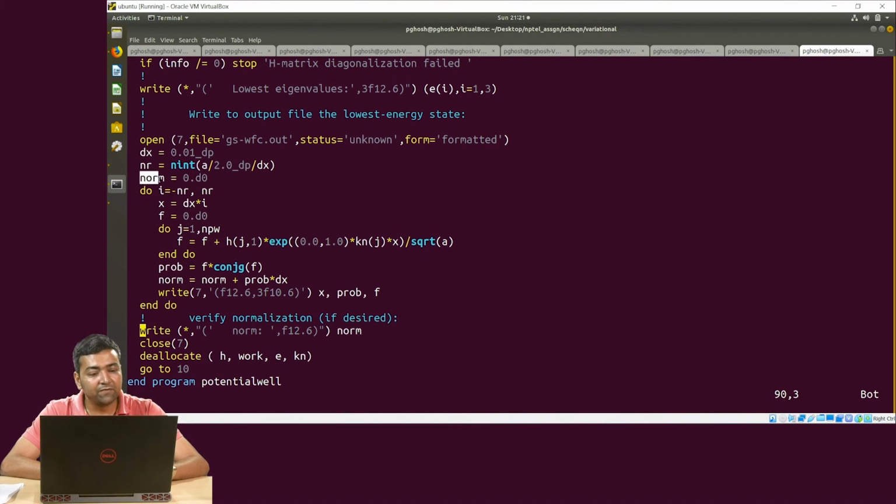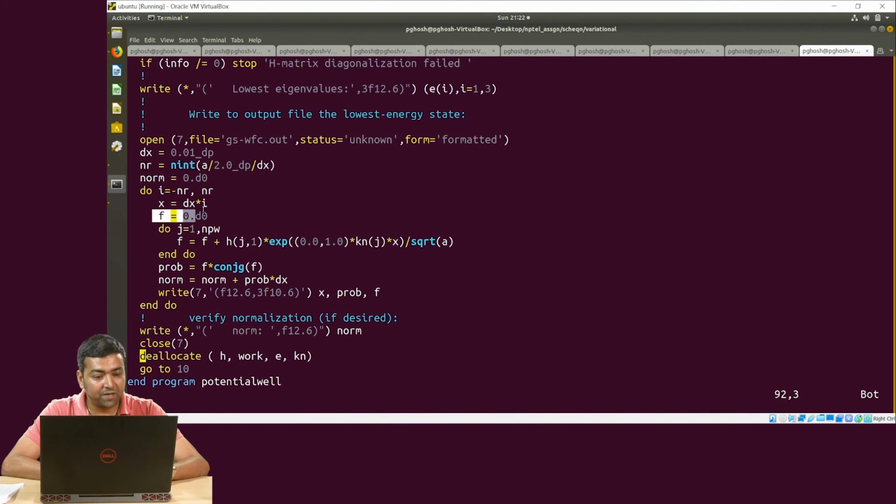Then norm is the variable where I store the norm of the function. I initialize that first to 0, and then I start building my wave functions here using this do loop. Since I want to build from minus a to plus a, the counter of the do loop goes from minus nr to plus nr. The next step computes the value of x, which is the product of dx and I, the value of the counter of the do loop.